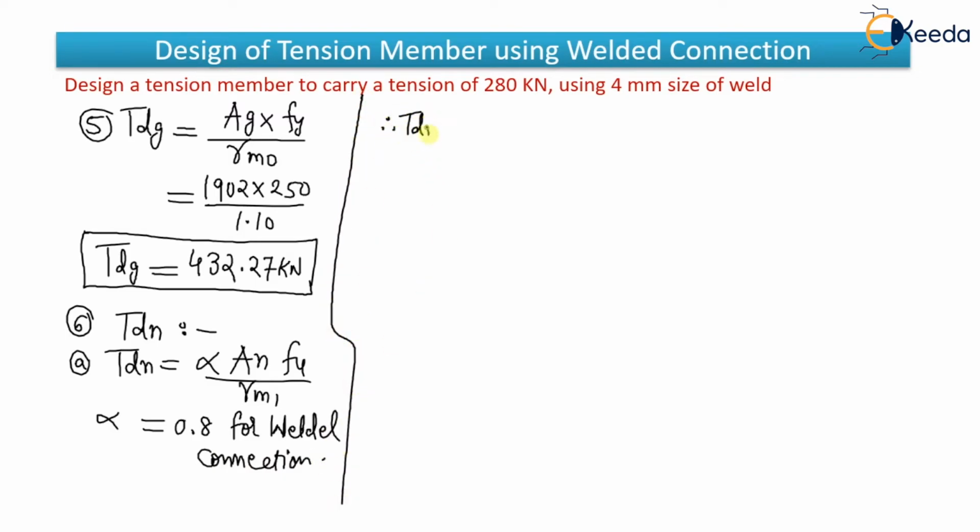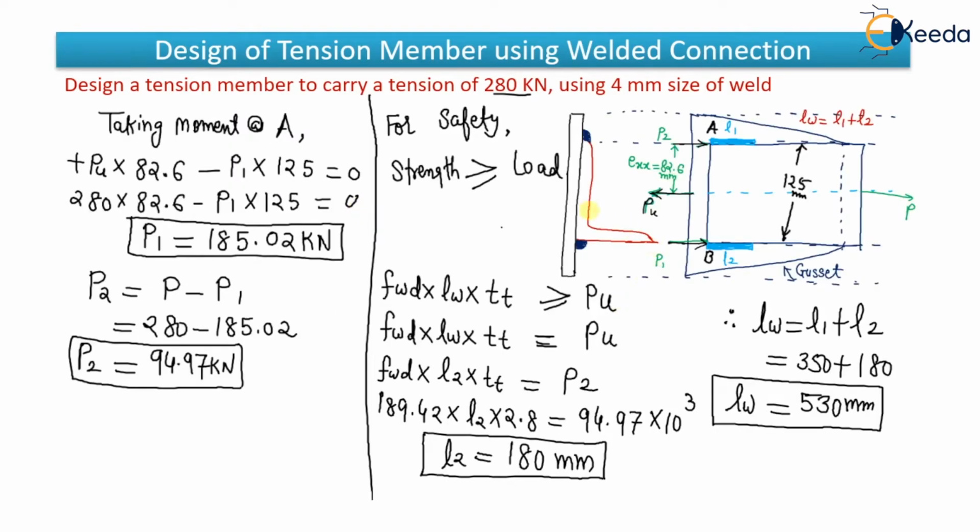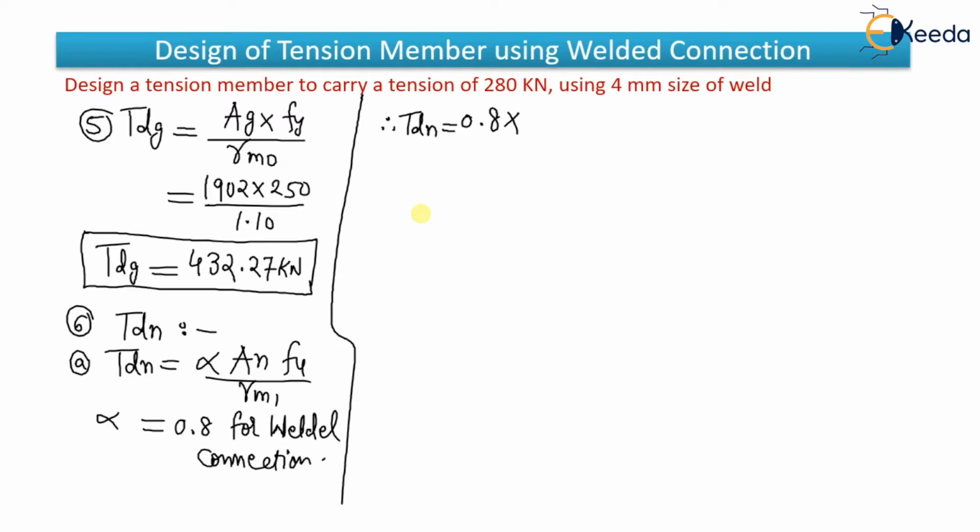Therefore TDN, that is approximate rupture strength, will be equal to 0.8. What is the net area? See, I'll show you this concept. Its gross area is how much? It is 1902. That is your gross area. Are we making any deductions in this angle? No. So net area will also be the same. Just remember, in a welded connection, if there is no bolt, there is no hole, obviously the area will be the same. So gross area and net area will be the same. I'll make a box for this. You have to remember this. So what is the value? It will be 1902 only.